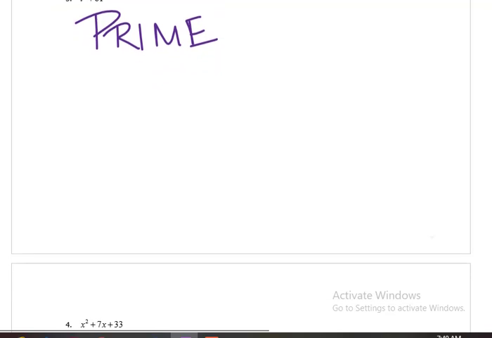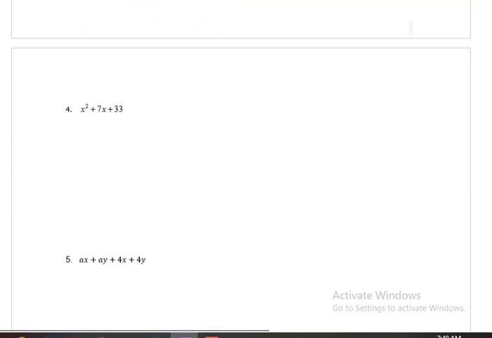Number 3, t squared plus 81. This would be the sum of two perfect squares. And the sum of two perfect squares is always prime. We cannot factor the sum of two perfect squares, so we write prime. We can factor the difference, right, when we subtract two perfect squares, but we cannot factor the sum of two perfect squares.